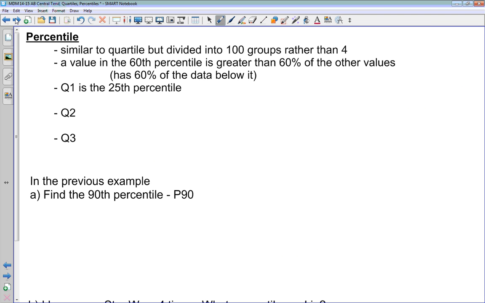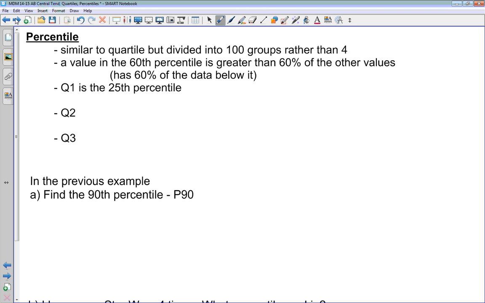So those are quartiles. What are percentiles? Percentiles are like quartiles, except rather than dividing your data set into 4 groups, you're dividing it into 100 groups. You're looking at what percentage of the data your value lies above. So similar to quartiles, but divided into 100 groups rather than 4. A value in the 60th percentile is greater than 60% of the other values. So you're looking for the percentage of the data set that is less than the value that you're interested in.